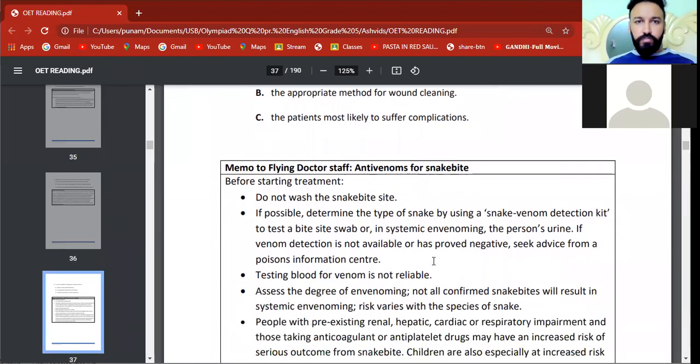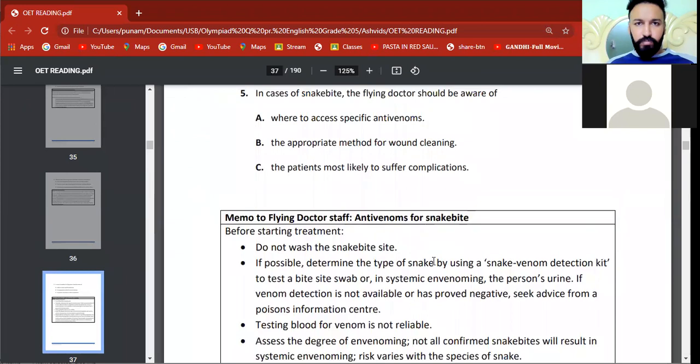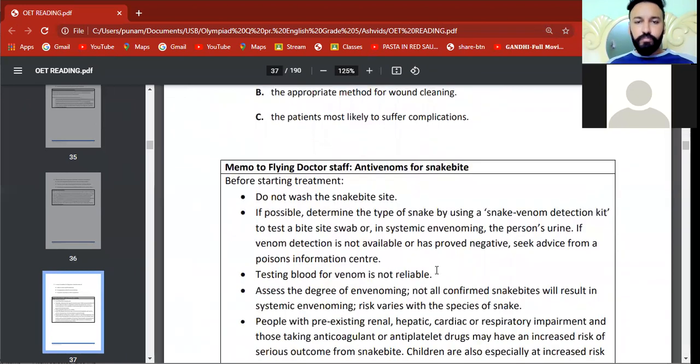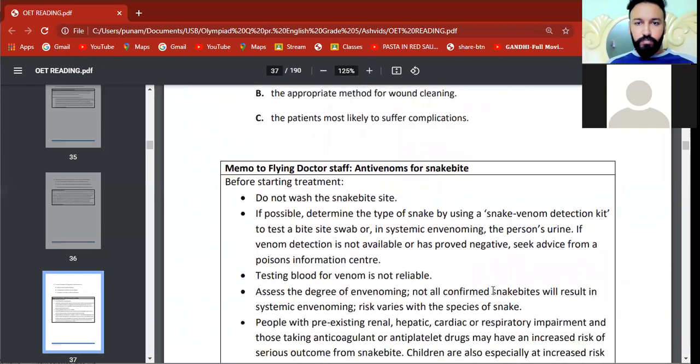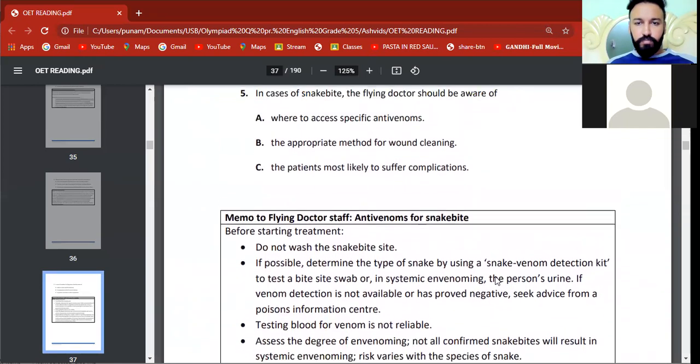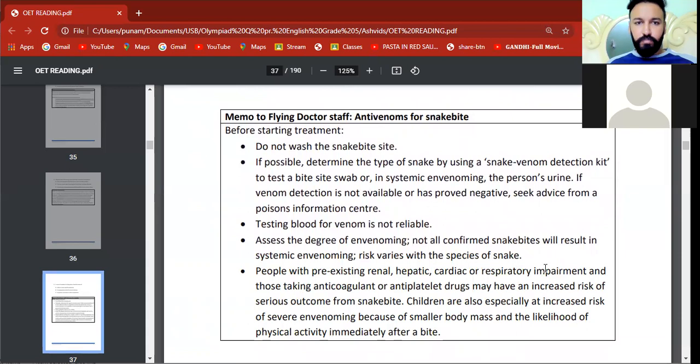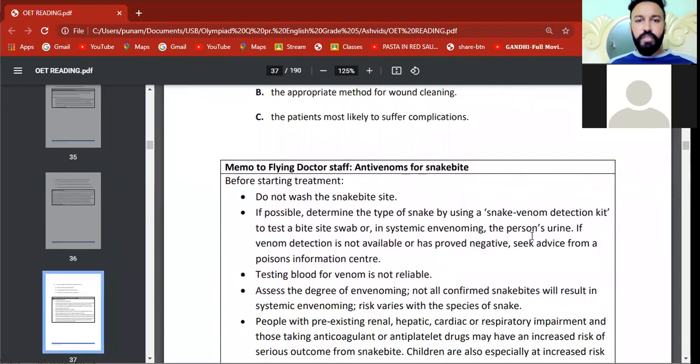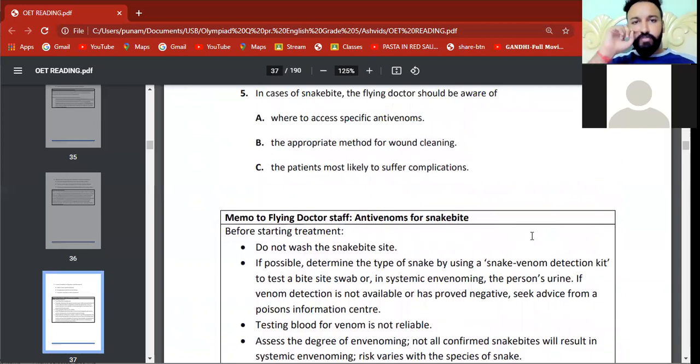Sir, the first part, where to access specific antivenoms, it is written that if venom detection is not available or has proved negative, seek advice from a poison information center. Where to access this one? The A part. If venom detection is not available or has proven negative, seek advice from, so where to access information.